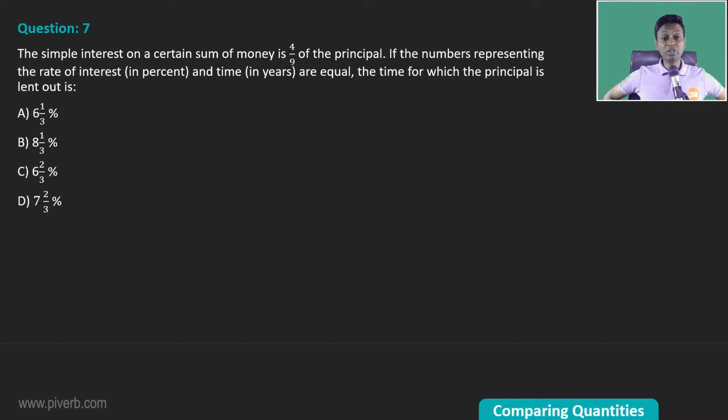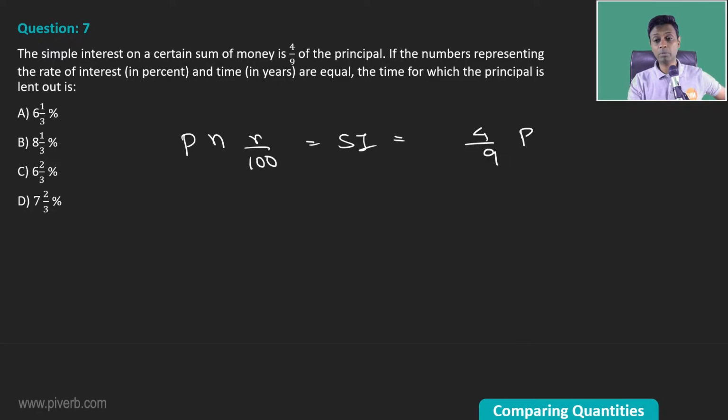The simple interest on a certain sum of money is 4 by 9 of the principal. We know simple interest is P into n into r by 100. This is given to be 4 by 9 of the principal. The numbers representing the rate of interest in percentage and time in years are equal.